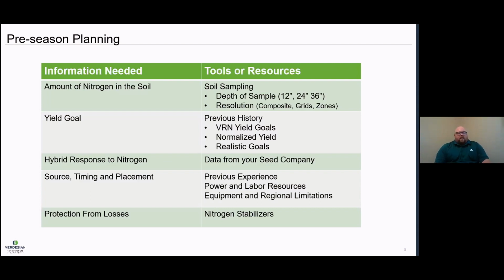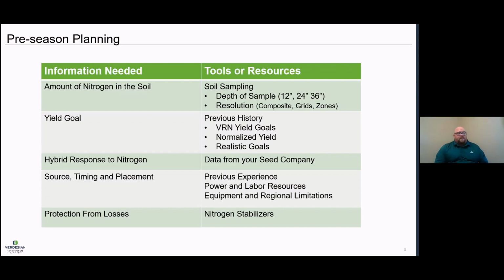Whether it's normalized yields over multiple years, I want to keep those goals realistic, so no more than probably 10 or 15% increase over the year previous. And where possible, I want to write variable rated yield goals to make sure I'm getting the right amount of nitrogen on the right acre and the right time.